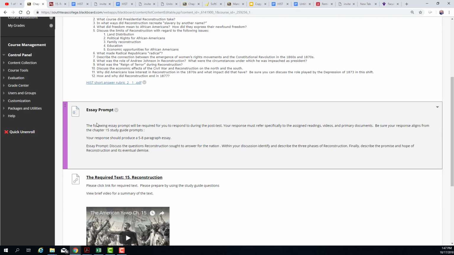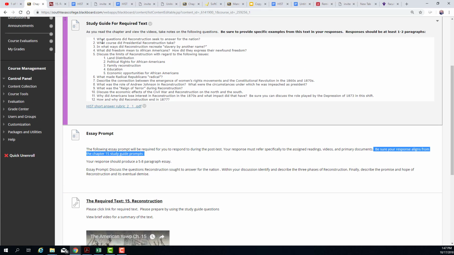Now, let's just read the instructions. The following essay prompt will be required for you to respond to during the post test. Your response must refer specifically to the assigned readings, and I will look for that. I know it's in those chapters, in the videos and the primary documents. So please only refer to that. If I see information coming from other sources, that is a good way of probably not getting an 80% or higher on that particular essay prompt. Be sure your response is aligned with the Chapter 15 study guide.